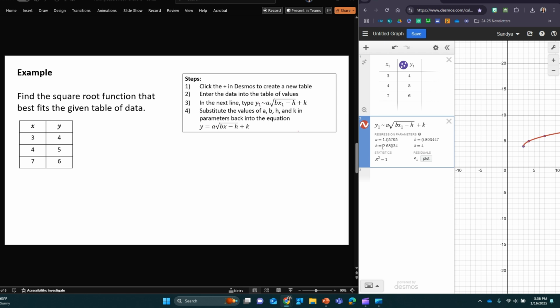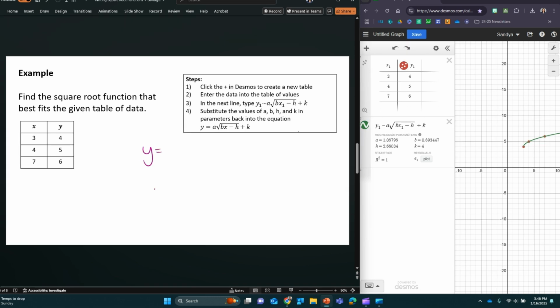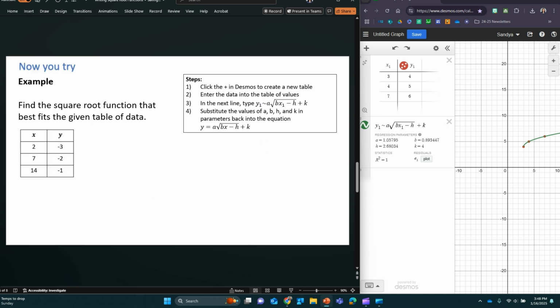All right, so you can see here it gives me the values of a, b, h, and k. I'm going to go ahead and round to the tenths place because you can see some of these are very large decimals. So I'm going to round to the tenths place when I write my equation. So my equation is going to be y equals 1.1 square root of 0.9x minus 2.7. And then remember that plus 4 is going to go on the outside. So now you can go ahead and pause the video and try doing this example on your own.